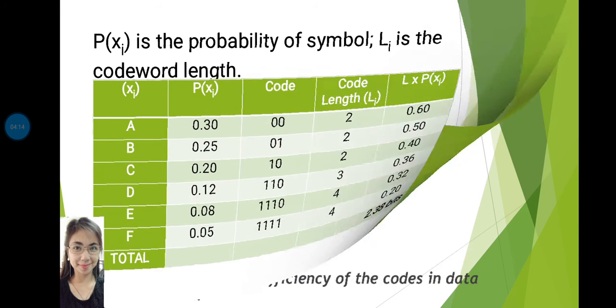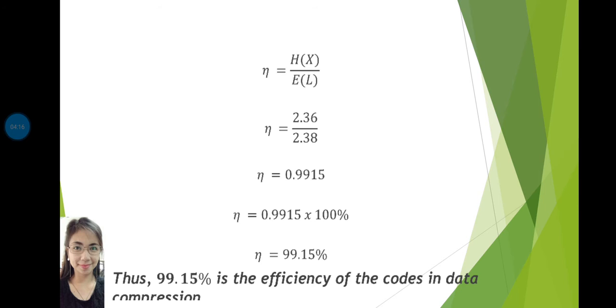2.38 bits. Since we already have the entropy of the code and the average code length, now we have to proceed to dividing those values. So 2.36 over 2.38 becomes 0.9915. And when we multiply it by 100%, we get 99.15%. Thus, it is the efficiency of the codes in data compression.